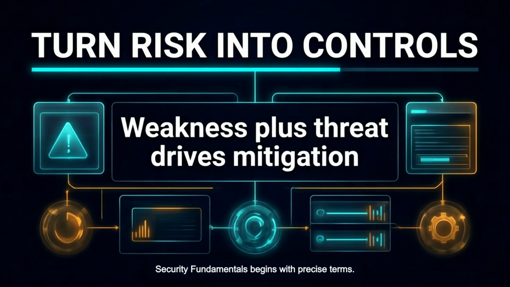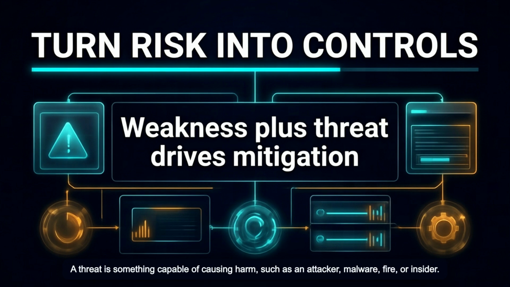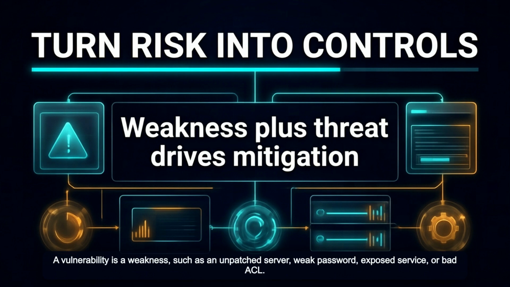Security fundamentals begins with precise terms. A threat is something capable of causing harm, such as an attacker, malware, fire, or insider. A vulnerability is a weakness, such as an unpatched server, weak password, exposed service, or bad ACL. An exploit is the method or code that uses a vulnerability, while a mitigation is a control that reduces risk.